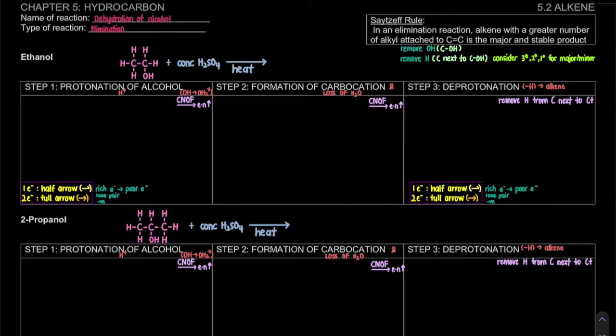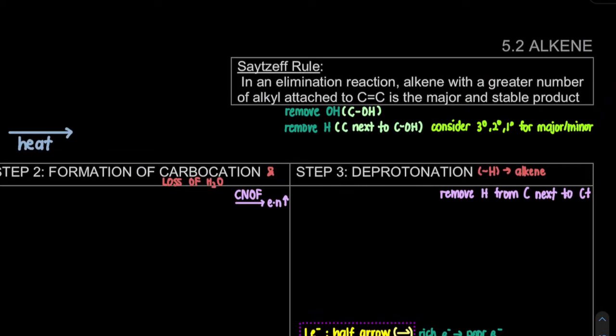For the dehydration of alcohol, what we're going to remove is water. But in our alcohol, we do not have water attached to the carbon itself. So what we will actually be removing is the OH from the carbon containing OH itself. And then next, we're going to remove a hydrogen. Removal of the hydrogen too must be from the carbon next to the carbon containing OH. If we have carbons of different classes, we have to consider tertiary, secondary, primary for our major and minor product.